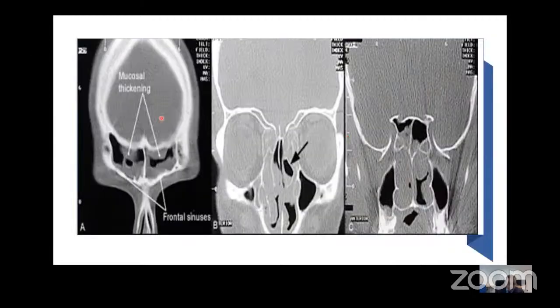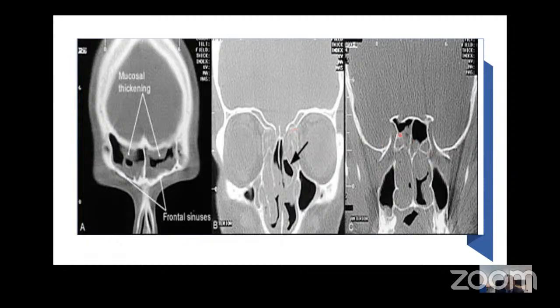Here is a coronal view of the CT scan showing mucoperiosteal thickening of the right and the left frontal sinus. One can also see opacification of the right ethmoidal sinus and the left ethmoidal sinus. One can see a very prominent ethmoidal artery on both sides in this particular slide.